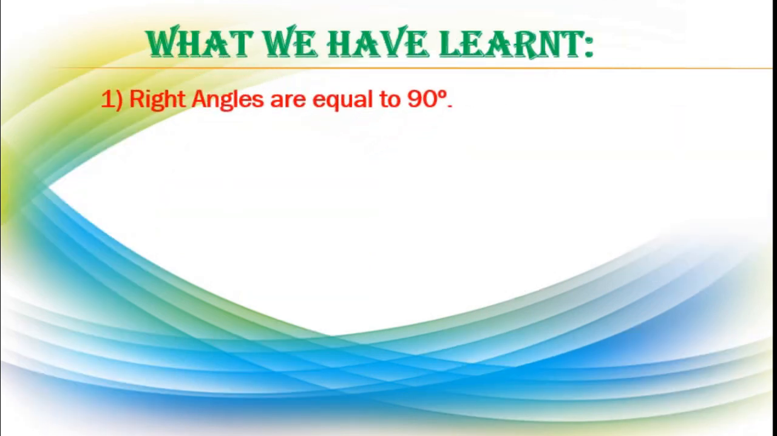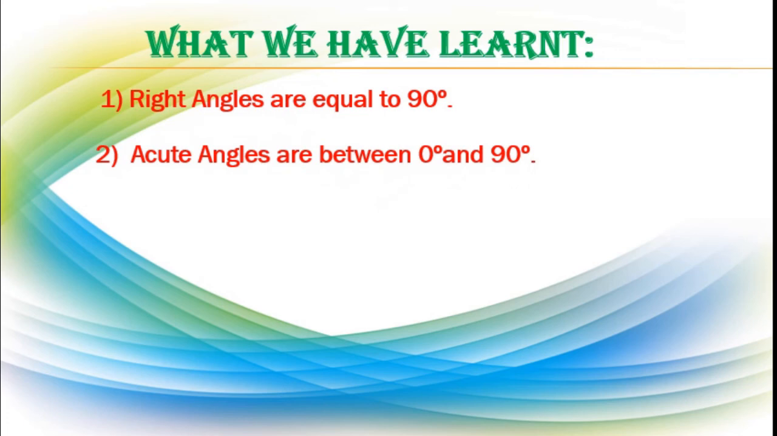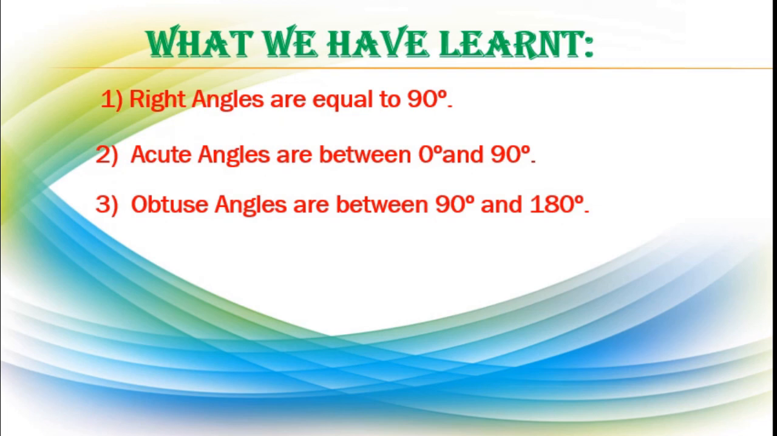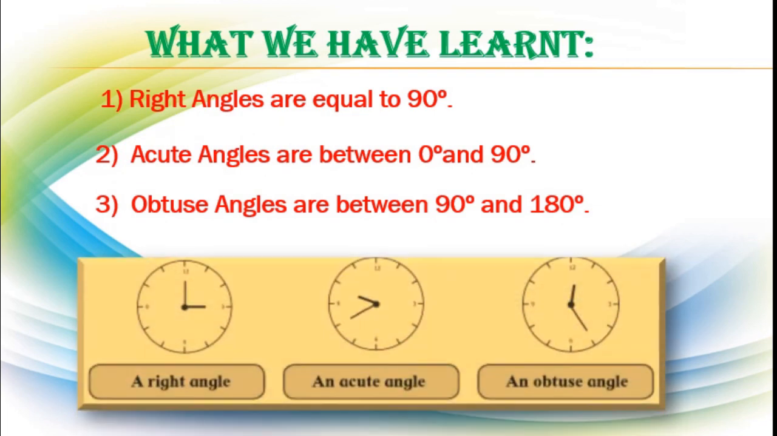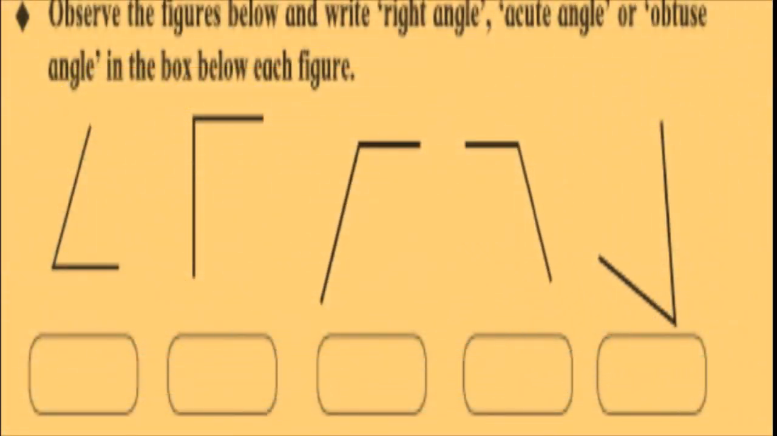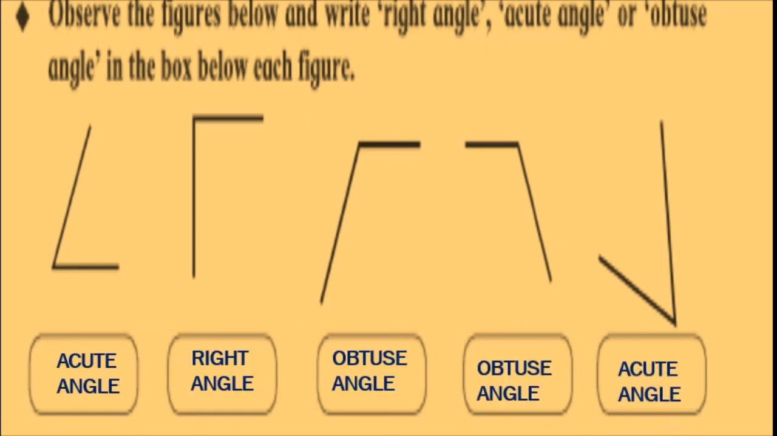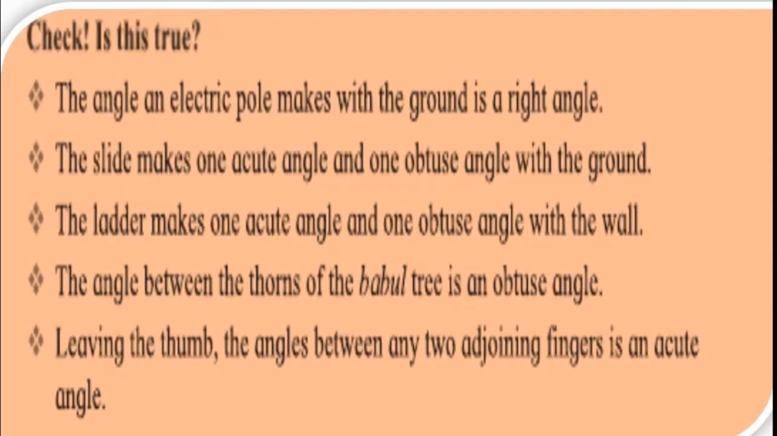Here is what we have learned: first, right angles are equal to 90 degrees. Second, acute angles are between 0 degrees and 90 degrees. Third, obtuse angles are between 90 degrees and 180 degrees. Please observe these figures. And here, this is from your textbook. You have to solve it because you are now clear with this concept. And this is also there. Is this true? Okay, you have to write the answer for this also.